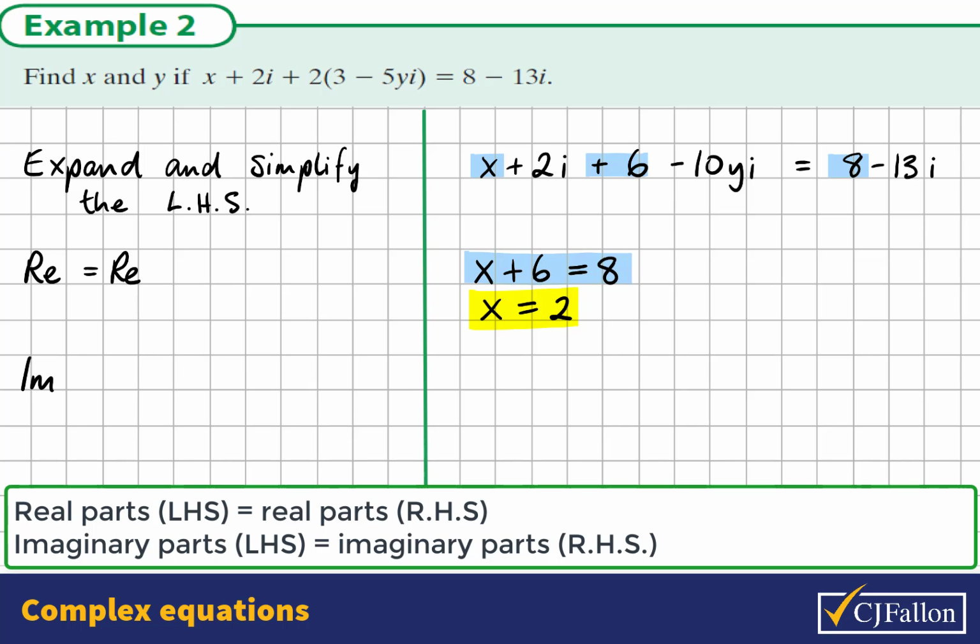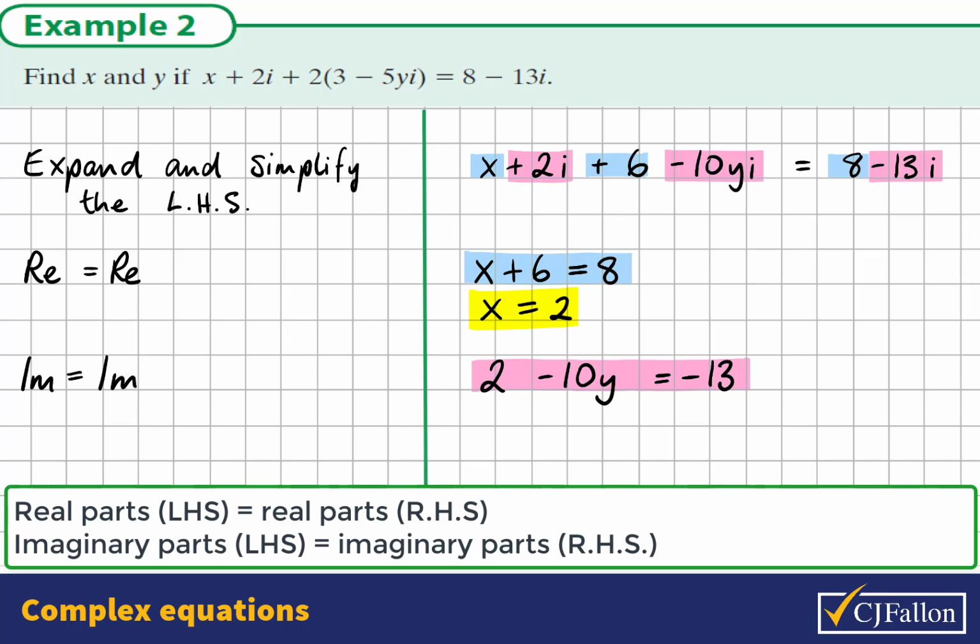We do something similar with the imaginary parts. The imaginary parts must equal the imaginary parts on the left and right hand side of the equation. So 2i minus 10yi must be equal to negative 13i. Now there was no need to write the i's in each of these. i is a common term, so if we divide across by i, we could have just written that 2 minus 10y equals negative 13.